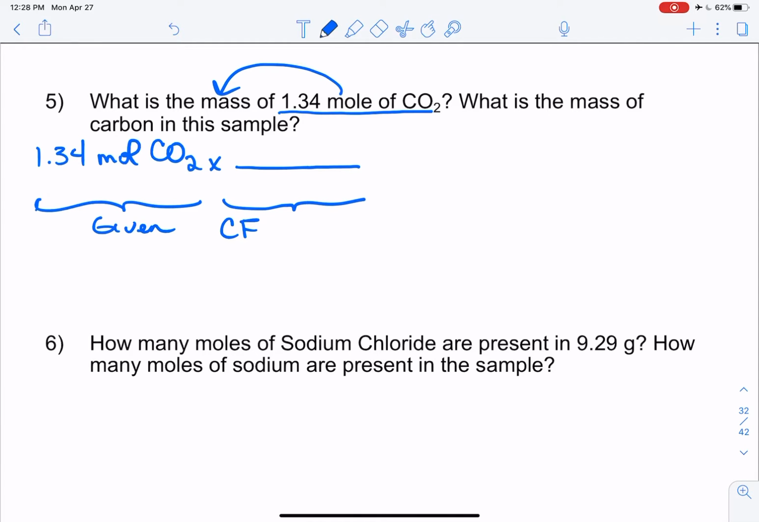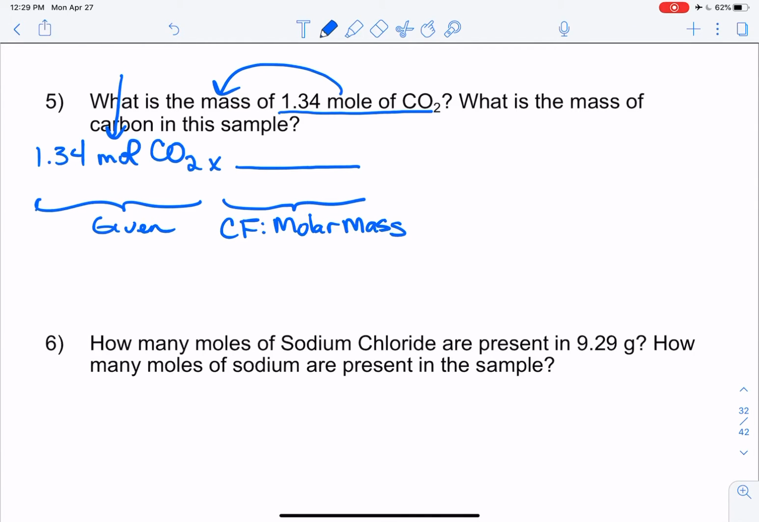Okay, so the conversion factor that we want is the molar mass, because the molar mass relates grams to moles or moles to grams. And grams is a unit of mass. Now, if we're letting our units guide us, we'll take a look at the moles here, and we'll know that we want to get rid of that and go to grams.